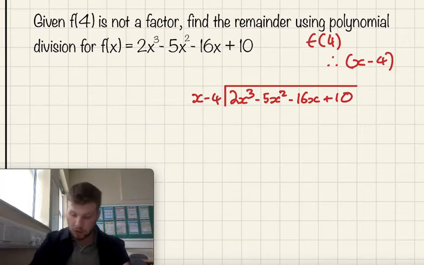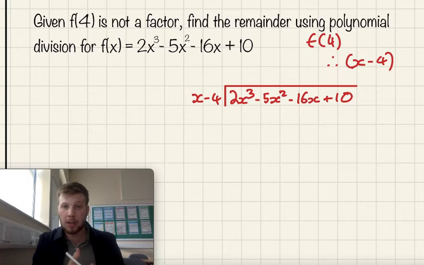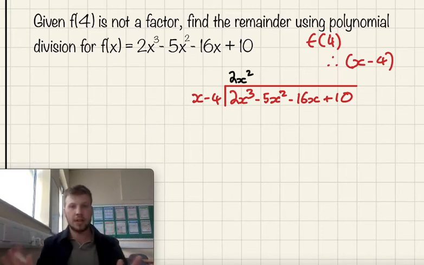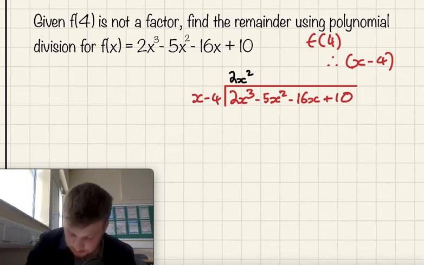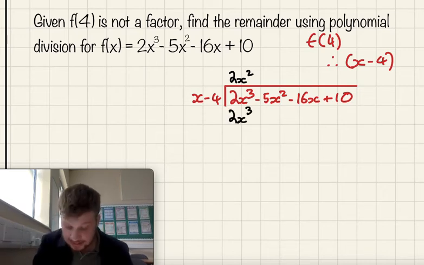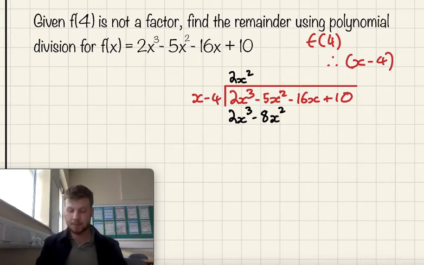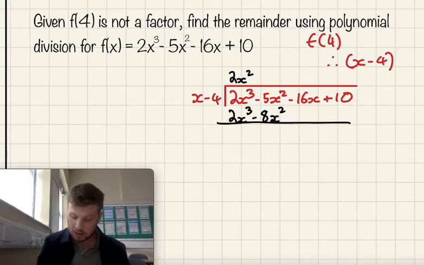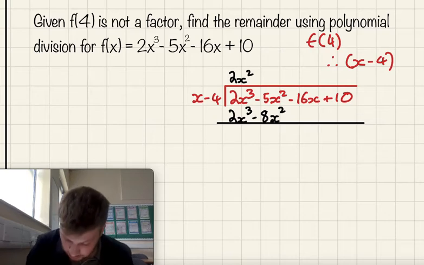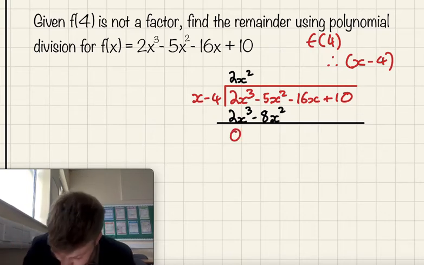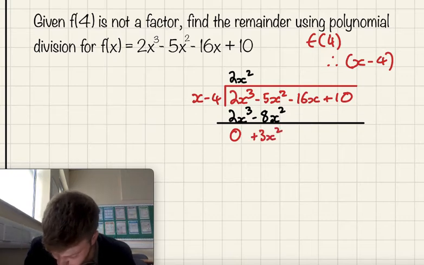So, what's my first term got to be? Well, it needs to make 2x cubed, and I'm going to be multiplying by an x, so it must be 2x squared. Great, let's times through. 2x squared times x is 2x cubed, which is the reason I did it, and then it's going to be take away 8x squared. Let's work it out for subtraction. We're going to get a 0. Good, and then negative 5x squared, take away negative 8x squared is plus 3x squared. And then take away 16x plus 10.